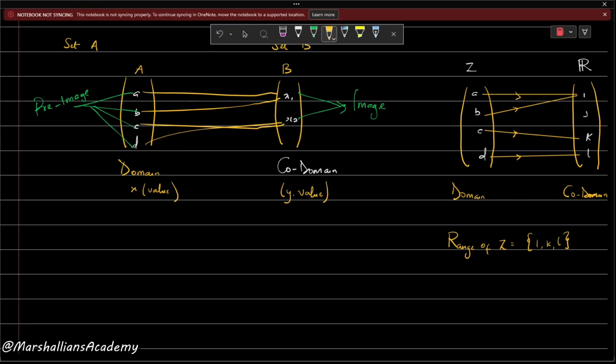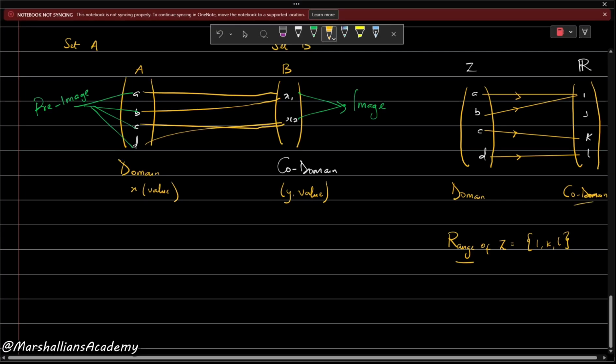So what is the difference between the range and the codomain? Well, the range is only the elements that have been linked to the pre-images. So it is only the elements in your codomain that have a pre-image that form your range. Look at it. Element J is an image, but J doesn't have any pre-image. Trace it to anything. It has no pre-image. Therefore, it doesn't count as part of the range of the relation.